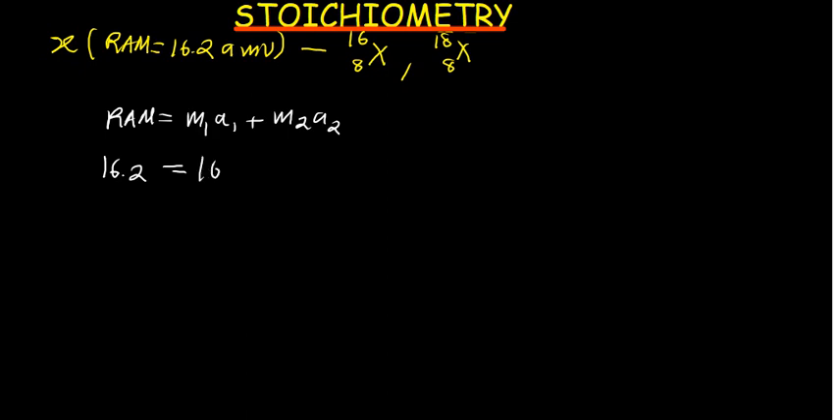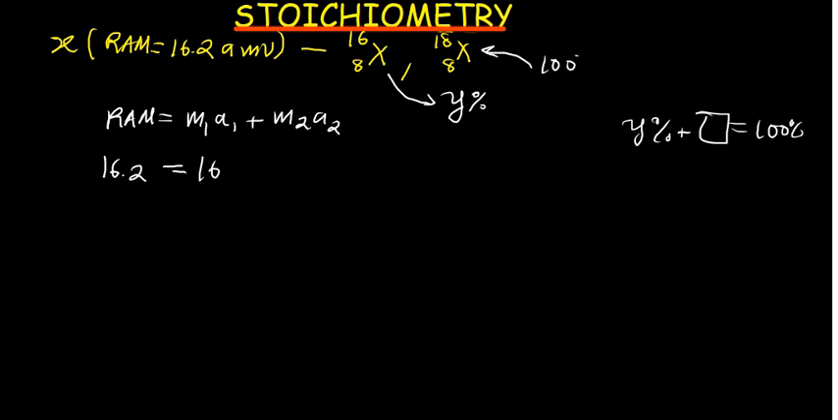Do we know the abundance? We don't know. Now the thing is this: let's say the abundance for this X is Y. What will be the abundance for the other one? Remember, the abundances should give us 100%. So if this one is Y percent, then what will the other be? Y percent plus the missing one should give us 100%. So I take this percentage to the other side: if this one is Y, then the other is going to be 100% minus Y percent.